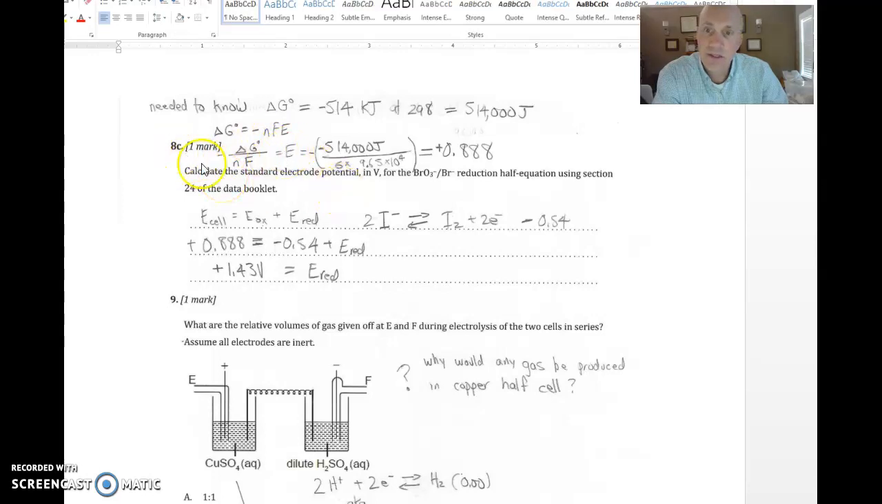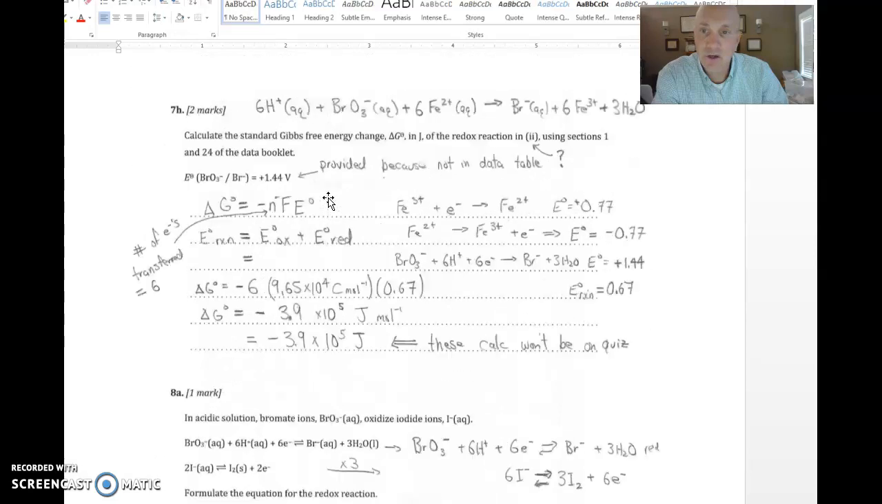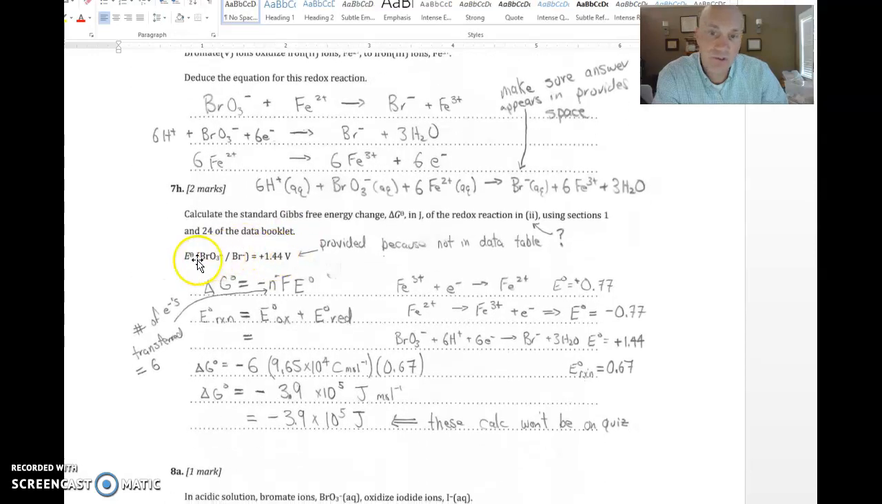Okay, in 8C, this problem might strike you as a little odd for a couple of reasons. First of all, they're asking you to calculate a standard electrode potential for a reaction that they've already provided that value for in an earlier problem. So if you were doing this right here, you'll notice that they already provided that particular potential.